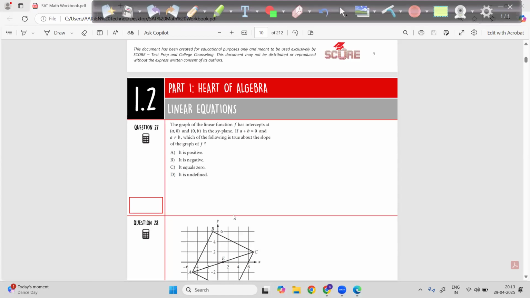Please solve 27. Some of you will struggle to solve 27th, but when I do, you'll realize it is so simple. So please try to solve the 27th question. Question number 27.